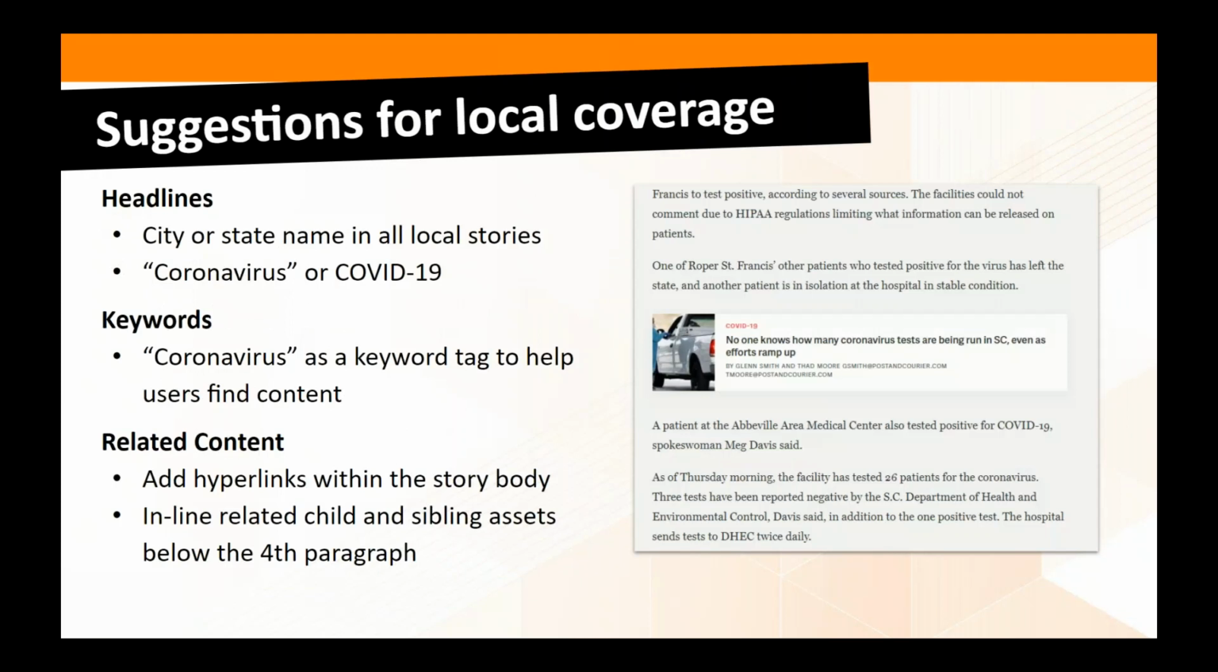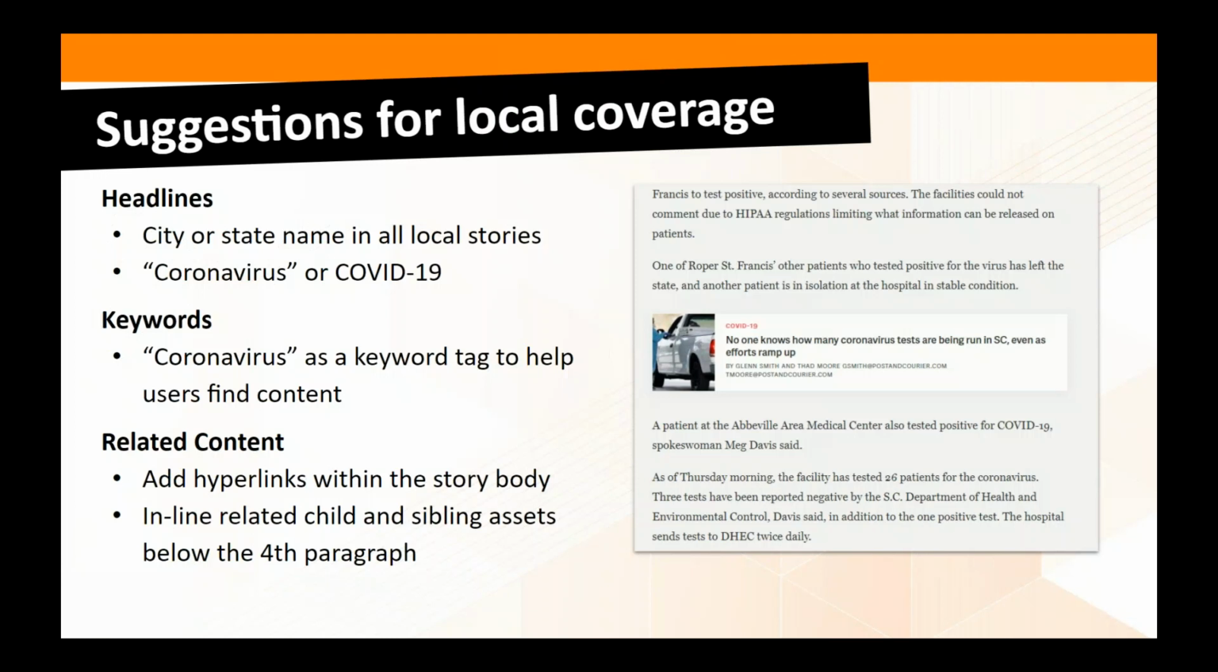As we talk to our partners, we just want to remind you some good tips for how to maximize your local coverage. When you're writing headlines with local content, make sure to include your city or state name in all local stories, and remember to also include the words coronavirus or COVID-19. This will help users who are searching for content through search engines like Google or Bing find the content that they need for their daily lives. Another thing to remember is to tag all your content with the keyword coronavirus. This will help users who are searching your website find the content they're looking for. It will also help our content exchange team find the content and push it to our regional and national channels to be shared across the entire country.